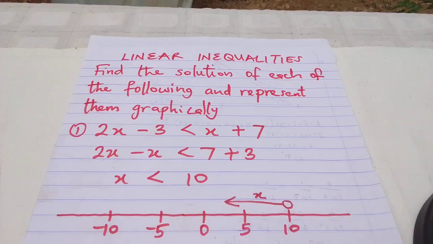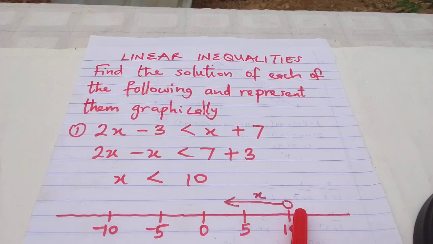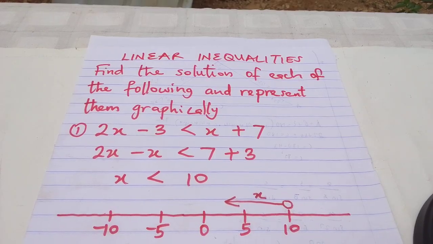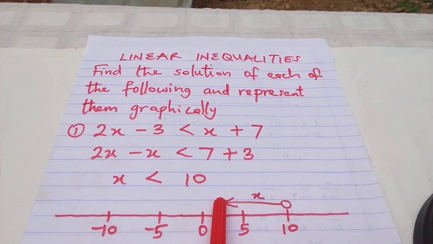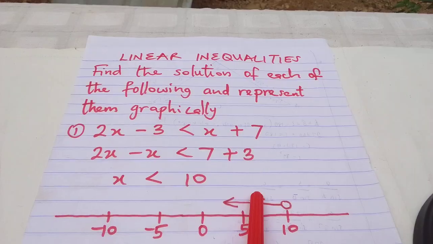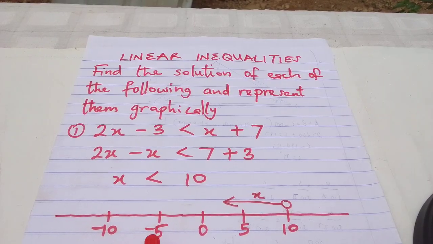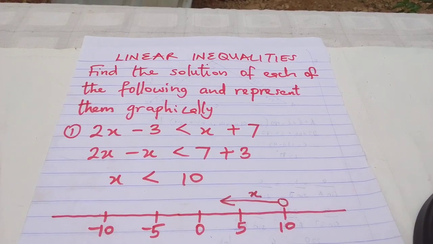To represent this on your number line, you draw your number line. So if this is 0, 5, 10, minus 5, minus 7, they said x is less than 10. Draw a circle on 10. Now the numbers that are less than 10 are 5, 0. So all the numbers down here. So let the arrow be here and place your x on top. It shows x is less than 10.